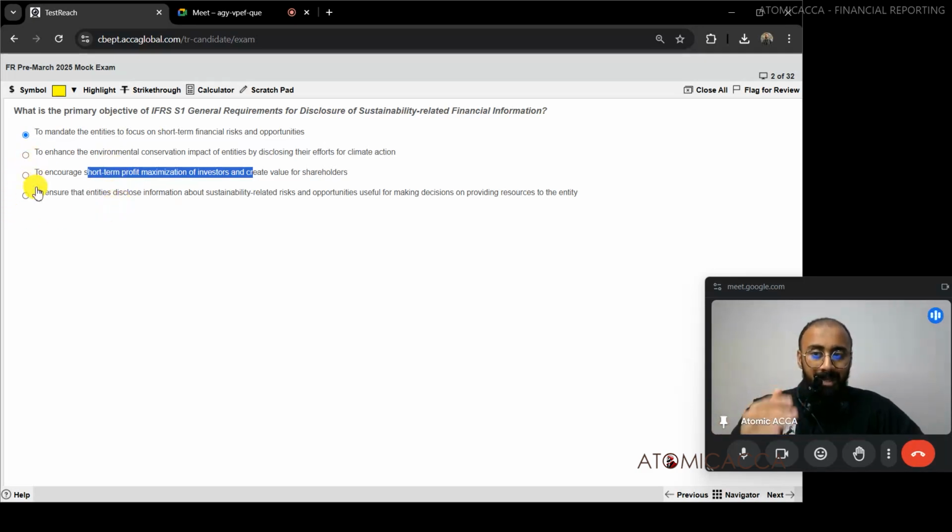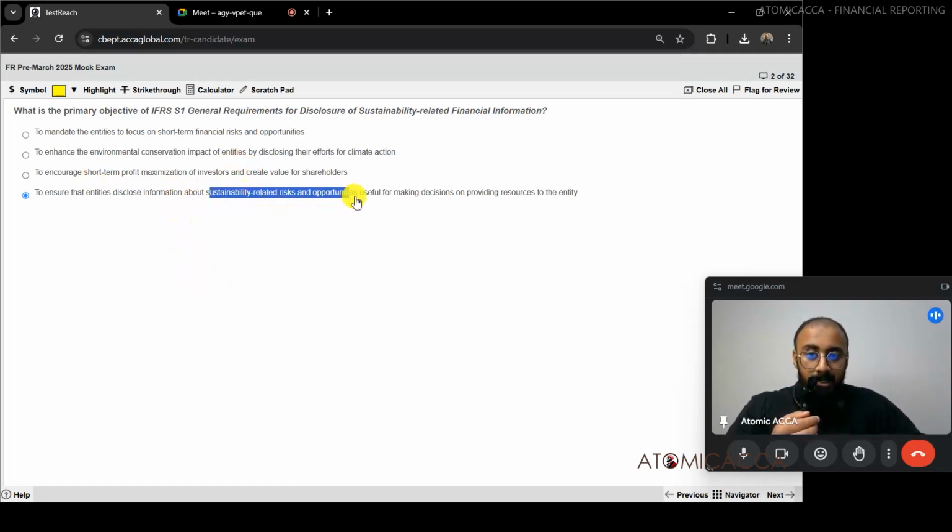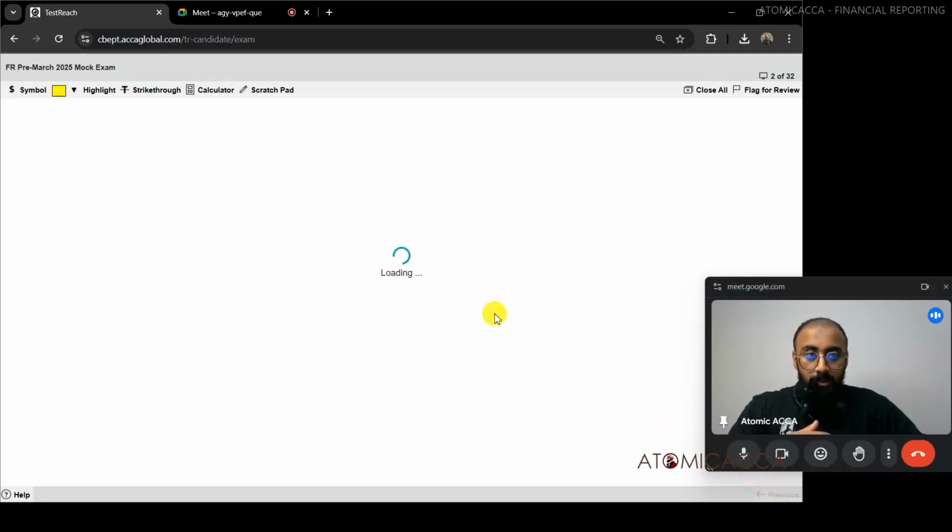Last one, by elimination method, option D is the answer. To ensure that entities disclose information about sustainability related risk and opportunity useful for making decisions on providing resources to the entity. So as said, sustainability related risk and opportunity, but keep in mind not short term focusing, long term focusing. So we're done with question number 2.